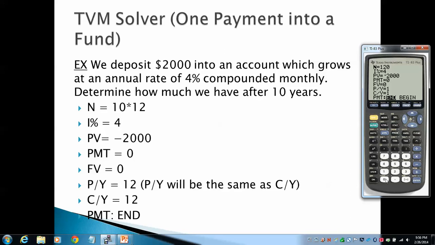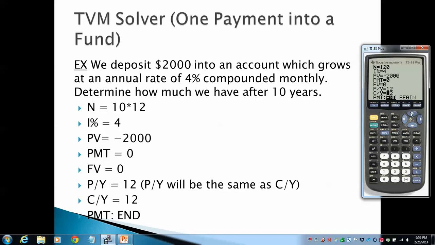Payment: there is no regular payment, so that's 0. Future value, that's what we want to know, so that can be anything. We'll just make it 0. Doesn't really matter. Payments per year, compounding periods per year. Well, the number of compounding periods per year is 12, so let's just make 12 for both of those. Yes, I know there's no payments, but payments per year is just the same as compounding periods per year. In fact, when we enter 12 for the payments per year, we just automatically get 12 for compounding periods per year.